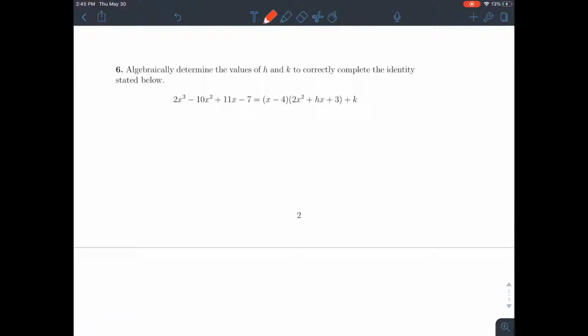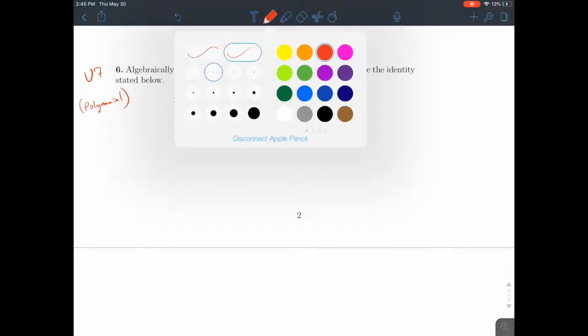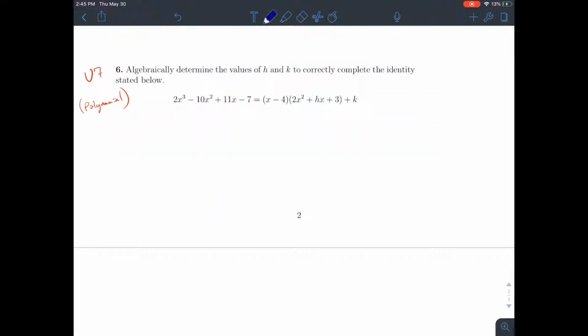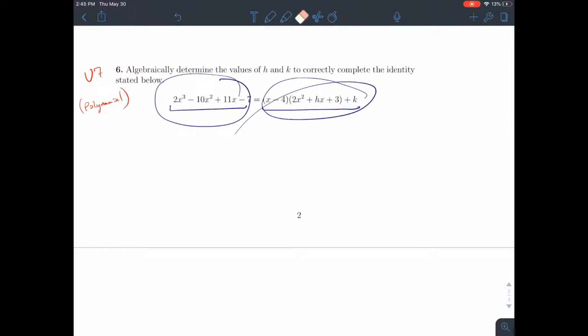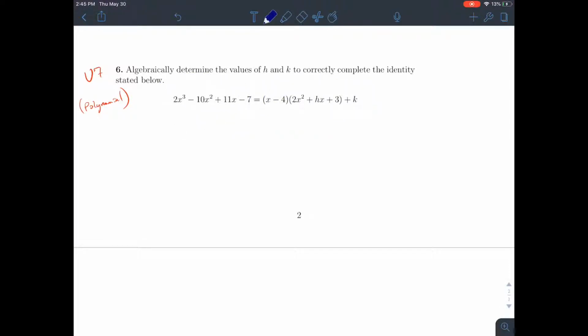Now the final problem here is actually a Unit 7 problem, which was our polynomials unit, and that had to do with polynomial division, and this is a little bit of a warm-up for that. But you could actually just think about it as a distribution problem. So we have this crazy expression over here is equal to this crazy expression over here, which means when we distribute all this out, we should be getting this. Now that we've got a game plan, let's see how it helps us to solve it.